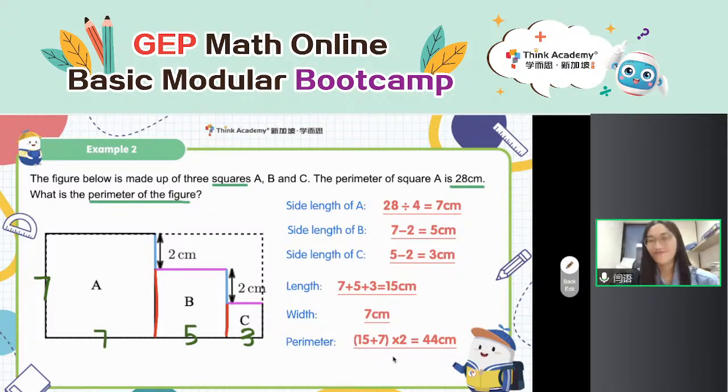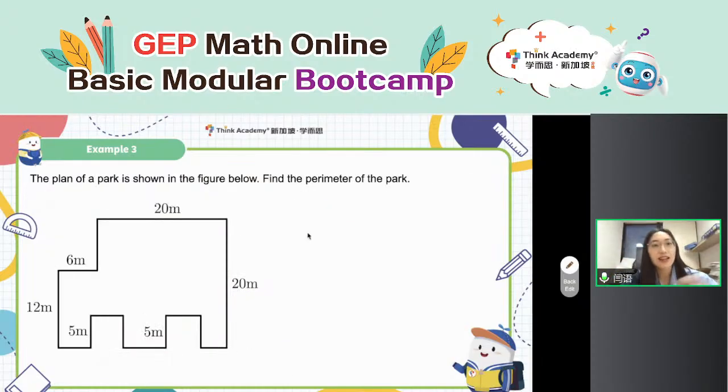Okay, great. Good job. So here you see that when it comes to the figures combined with some smaller rectangles or squares, actually the length you need to figure out and then add them together. And for the breadth, sometimes it is exactly the side length of the bigger figure, okay? Now, let's follow this here.